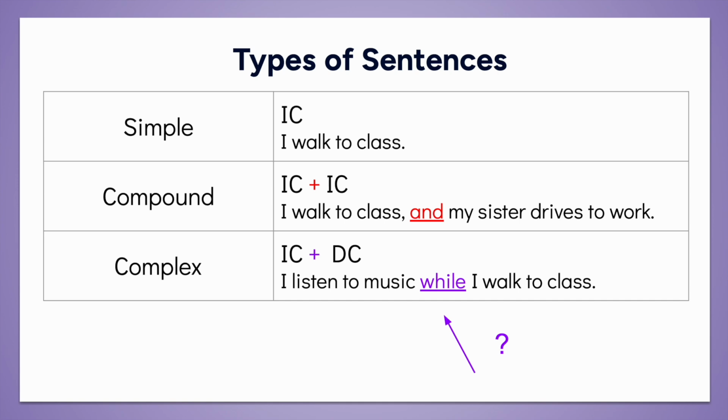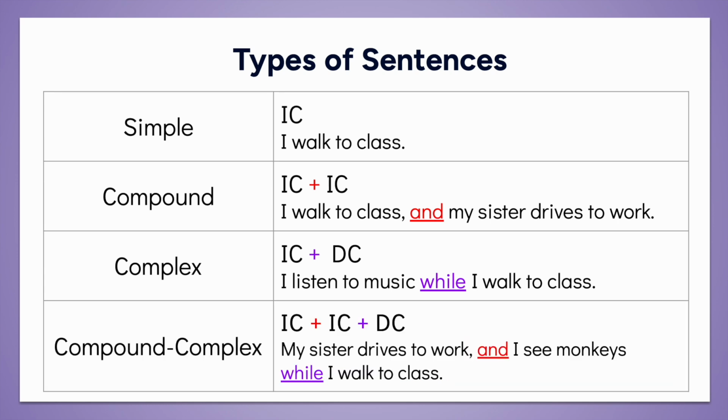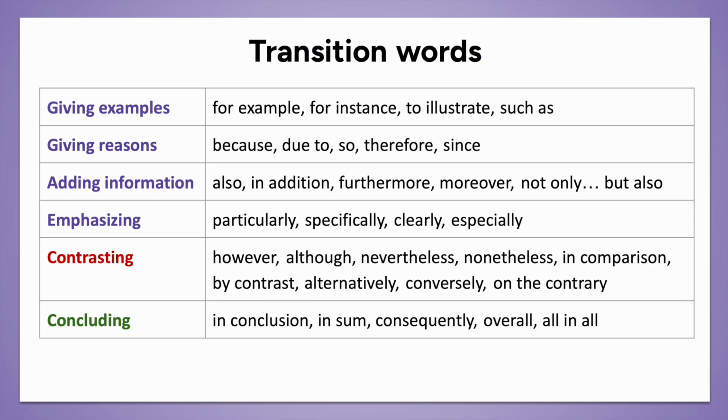I listen to music while I walk to class. And as we talked about before, while is a subordinating conjunction that connects these 2 clauses. You can also combine a compound and a complex sentence together to make a compound complex sentence. My sister drives to work, and I see monkeys while I walk to class. Varying the types of sentences you use while speaking will make you a more advanced speaker. So try to incorporate all of these kinds of sentences in your responses.